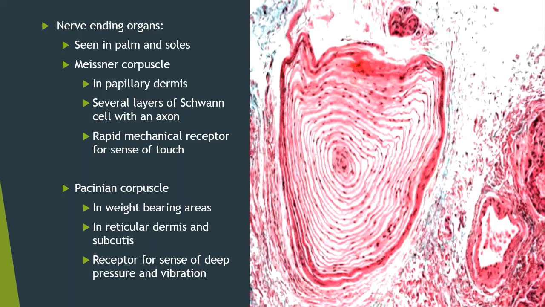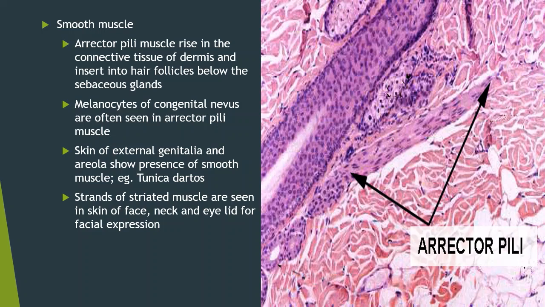Coming to the muscles of the dermis, the commonest skin muscle is the erector pili muscle, which is associated with the hair follicle. These erector pili muscles are inserted in the outer sheath of the hair follicle, and the other end is inserted in the dermal collagen. Besides the erector pili muscle, some smooth muscle fascicles may be present in the skin of the external genitalia or the nipple and areola, like the dartos muscle, and some strands of skeletal muscle can also be seen in the dermis of the skin of the face, neck, and eyelid, which help in facial expression.